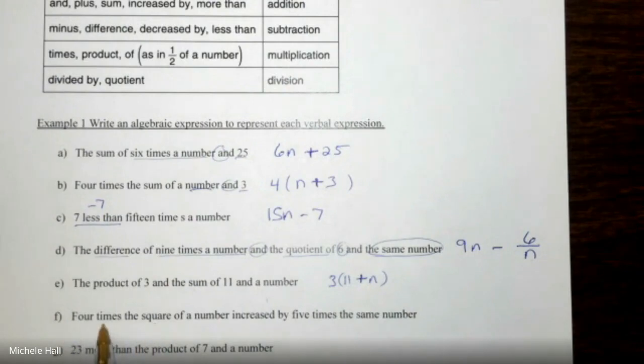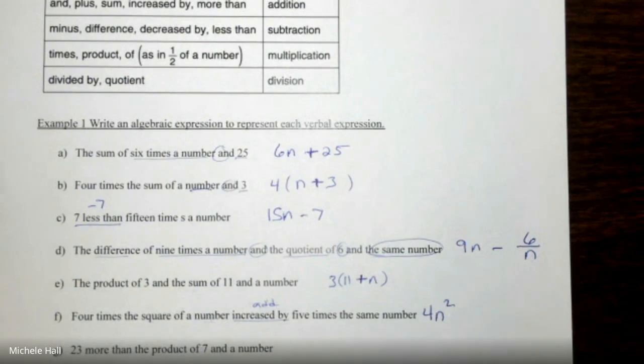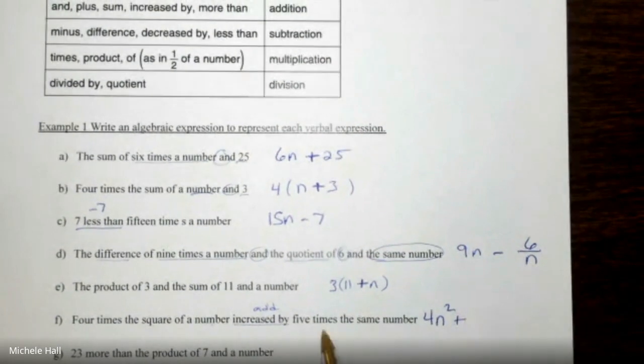Problem F, 4 times the square of a number increased by will be adding. What is it being increased by? 5 times the same number. What number? The same number we're using over here. 4 times the square of a number is being increased by 5 times the same number.